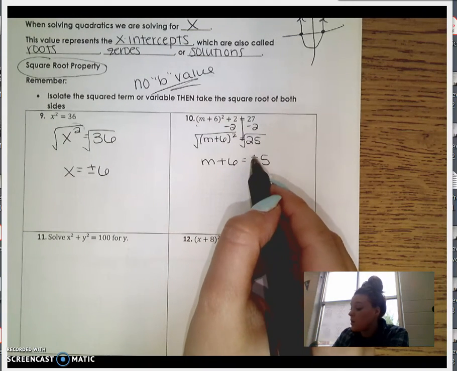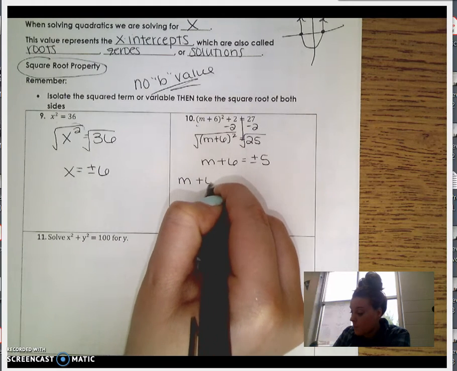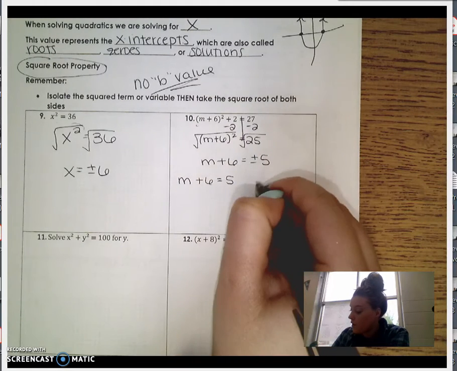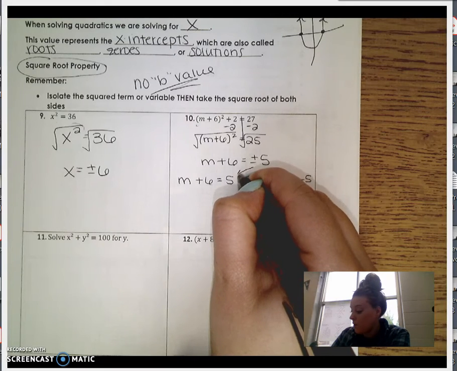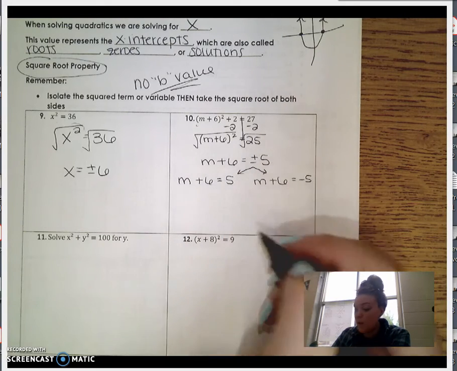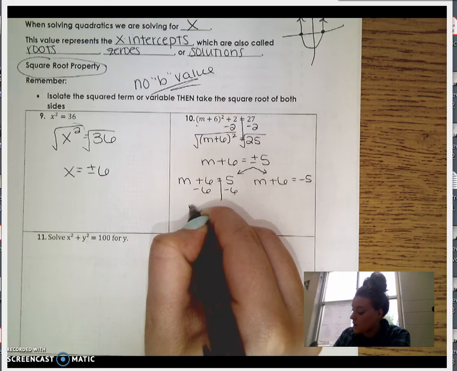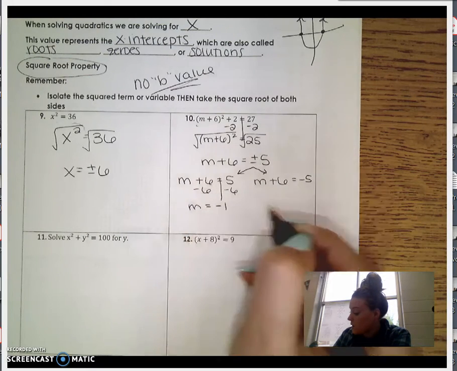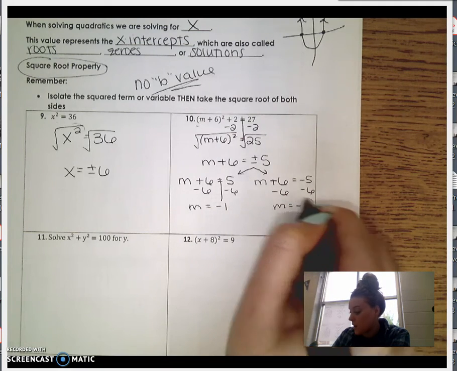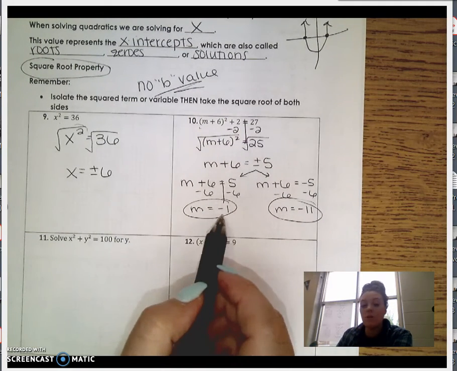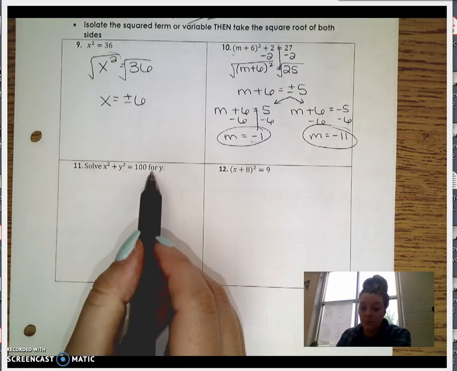Now, because you have a plus and a minus, you actually have two problems to set up. You have m plus 6 equals 5, and m plus 6 equals negative 5. So basically, it breaks down into two problems, and you're going to get m by itself. First, by subtracting 6, m equals negative 1, and then subtracting 6 from negative 5, m equals negative 11. So your two solutions would be m equals negative 1 and m equals negative 11.